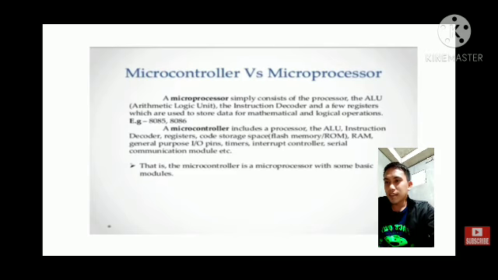Microcontroller. A microcontroller includes a processor, the ALU or the arithmetic logic unit, the instruction decoder, registers, code storage space, flash memory, ROM, RAM, general purpose input-output pins, timers, interrupt controllers, serial communication module, and etc. For example, the Intel MCS 51, commonly termed as 8051, is a single-chip microcontroller series developed by Intel in 1980 for use in embedded systems.